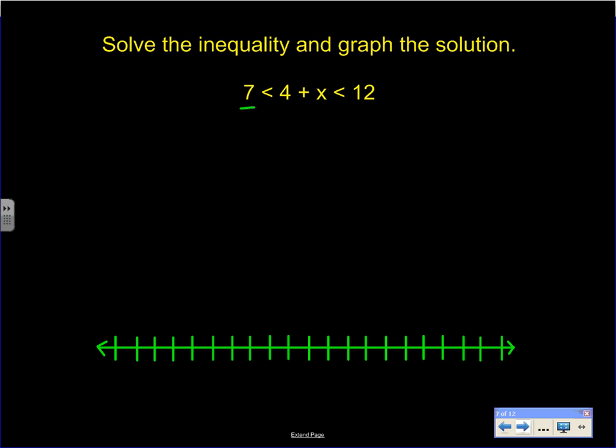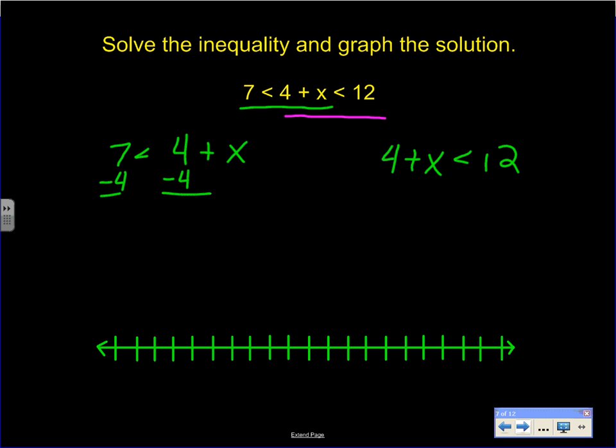First off, this is what we have: 7 less than 4 plus x. Secondly, we have 4 plus x is less than 12. All right, so what do we do here? Let's work on the left side. 7 is less than 4 plus x. How do we get x by itself? Subtract 4. And that's what we have. 3 is less than x.